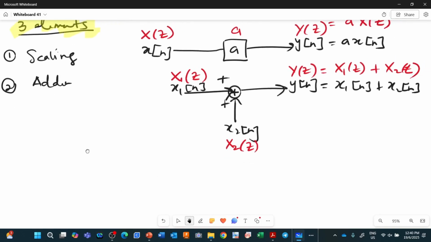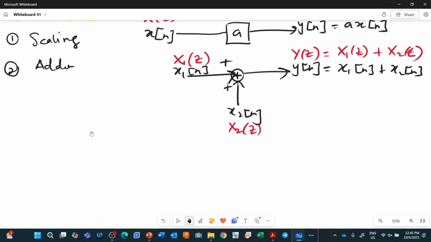Okay, can follow? Basic first, because later we do a complicated block. This is basic. If you cannot understand this, then convolution blocks will be impossible for you. So the last one is the delay block.